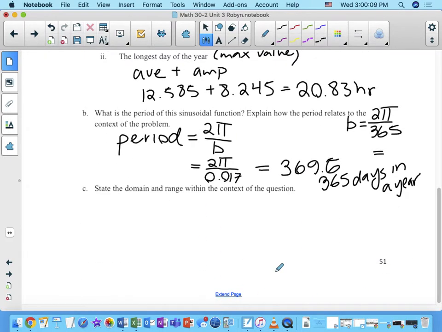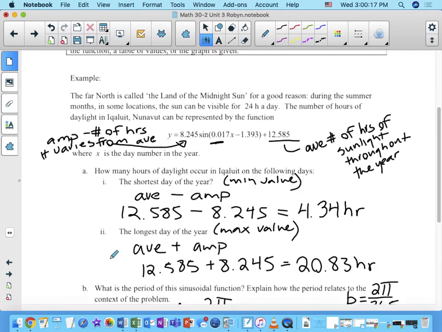Well, let's start with the range. If you look at what each variable represents, with context, sorry, I didn't do this with this question, but I did emphasize it in our first unit when we were looking at other types of relations and functions. Be really clear on what your x represents, and be really clear on what your y represents. X is days of the year. Y is the number of hours of sunlight.